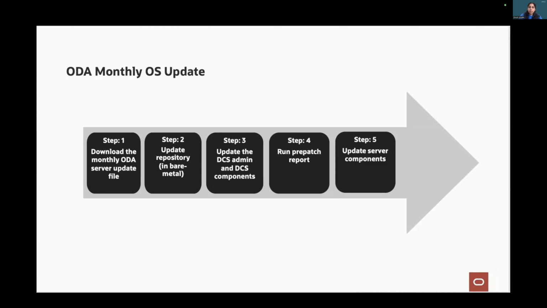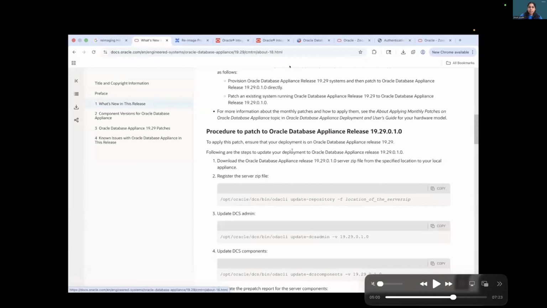So Paul had talked about the steps of the updating. So just a quick overview. You have to download the monthly ODA server update file. There's really three big things to do before you start updating the repository. So you have to have the GI file, the DB files, and the ODA VM files, and then update the repository in bare metal. Then update the DCS admin and components, running the pre-patching report and the server components. So those are the steps that we're going to be seeing.